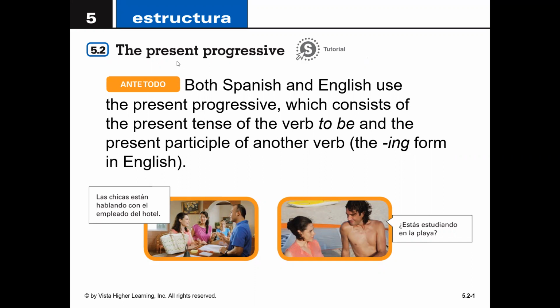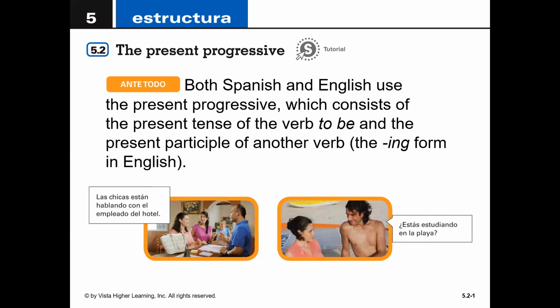So this has to do with the present progressive. This is the grammatical term for saying -ing, like in English, as in I am talking, you are listening, we are studying Spanish. So let's look at this PowerPoint. Again, this is 5.2 if you want to follow along in your textbook.